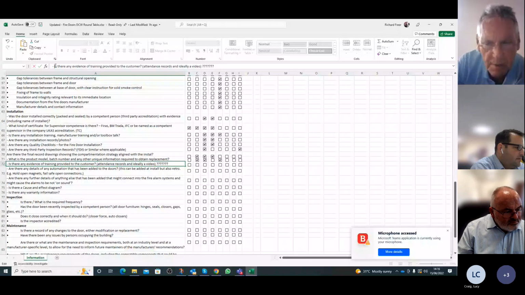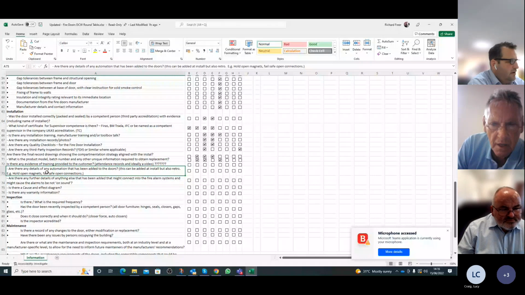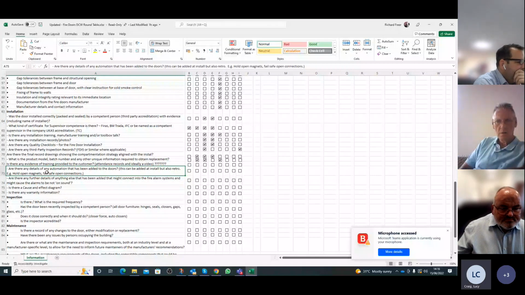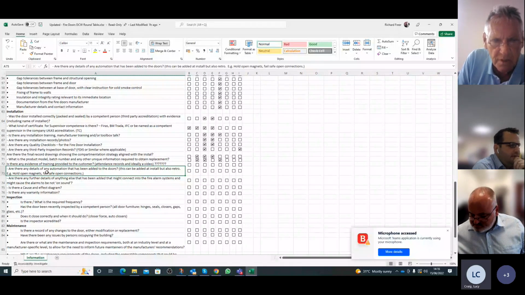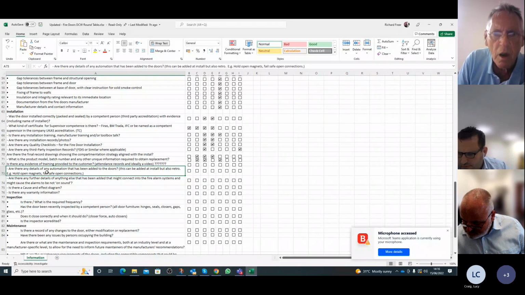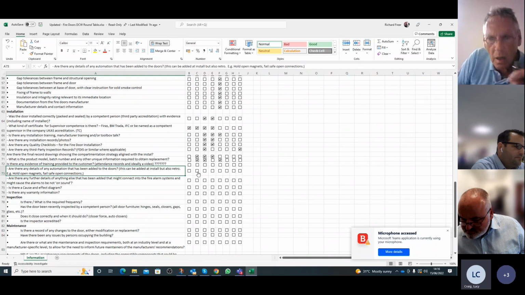Right. Are there any details of automation that's been added to the doors? Like hold open magnets. They shouldn't. Well, that would be on the architect's door schedule. But this is talking about stuff that's been added after installation, isn't it? The requirements of it would be on the door schedule. So that would be the designer then. Yes, the original intent should come from there, but equally the supplier and installer should see it aligned, or whoever's fitting it.